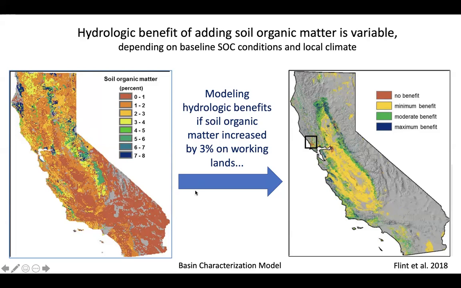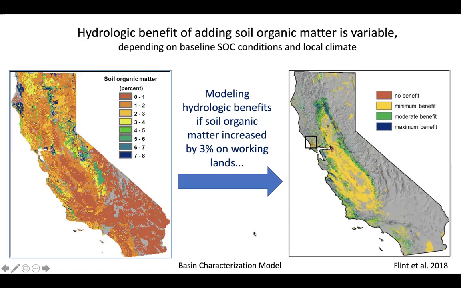And so what they did with their model is to say, well, what if we increase that soil organic matter level by 3% across these working lands? There's a lot that is behind that model. I encourage you to look at their report for the details. But essentially, the conclusion that I draw from reading their work is that the maximum benefit comes from the wetter regions that tend to also have a higher starting organic matter input. And we see a minimum benefit in the Central Valley.